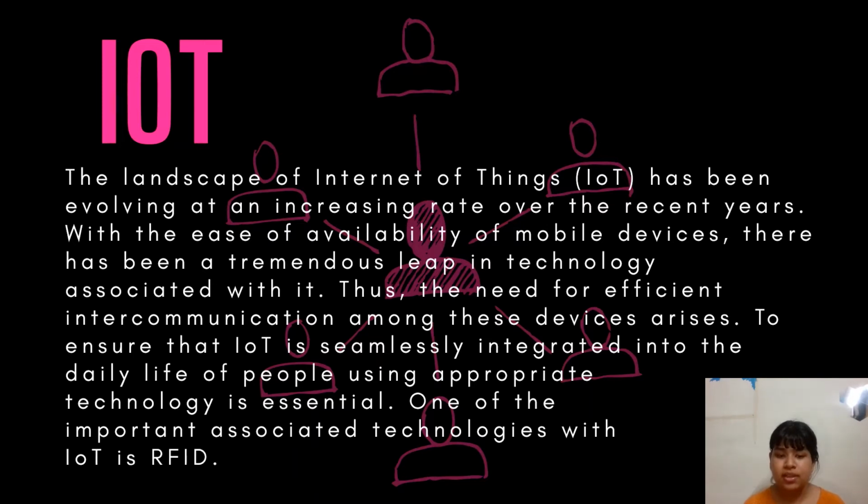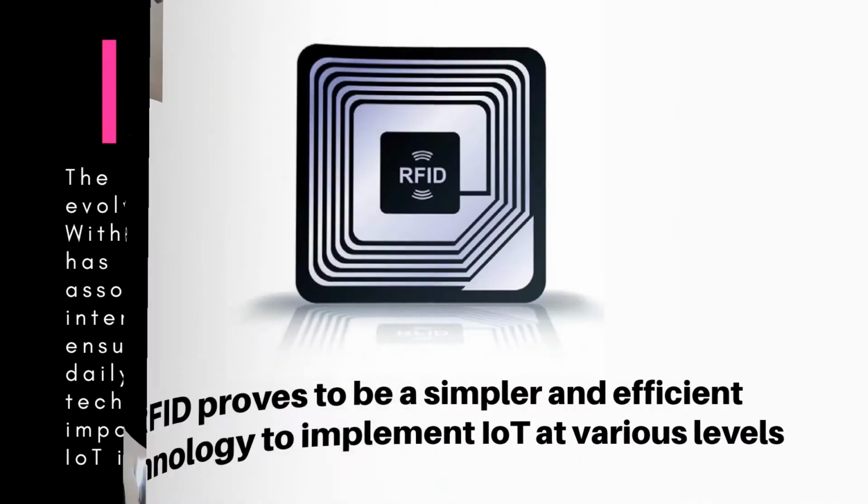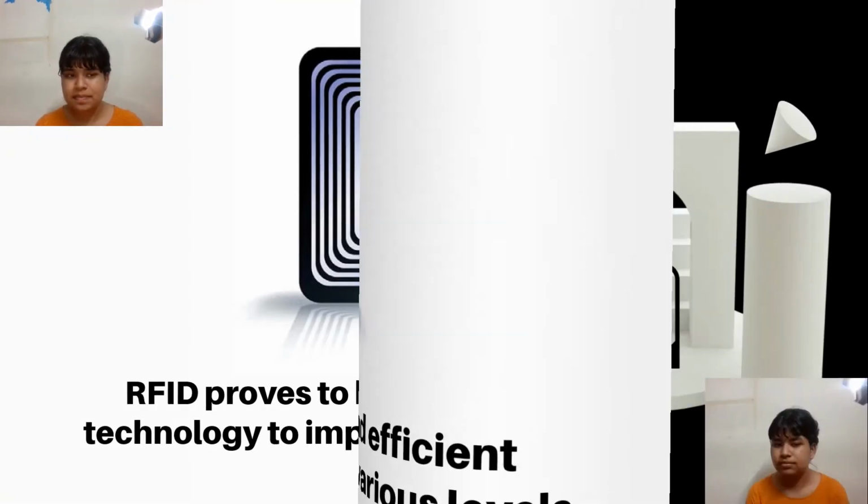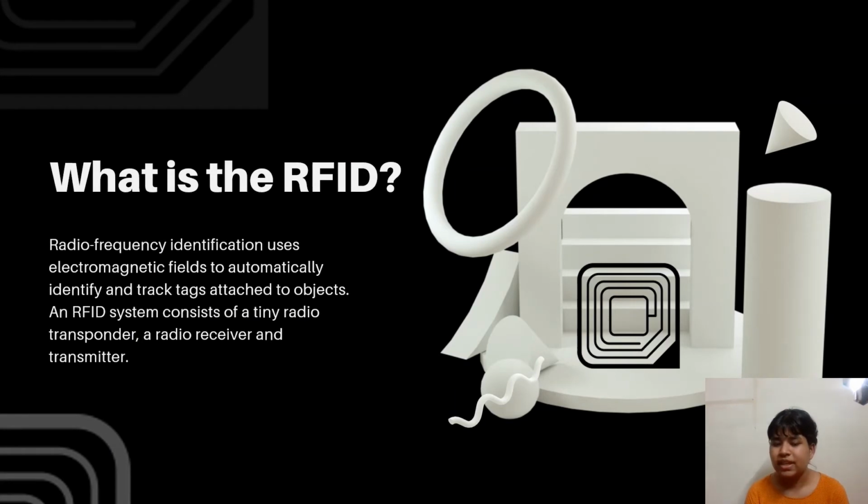One of the important associated technologies with IoT is RFID. RFID proves to be a simpler and efficient technology to implement IoT at various levels. Now let's understand what is RFID. RFID stands for Radio Frequency Identification.